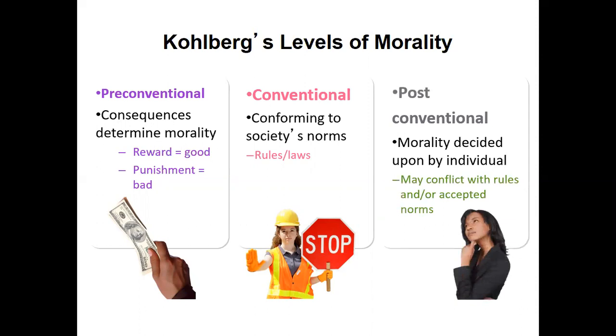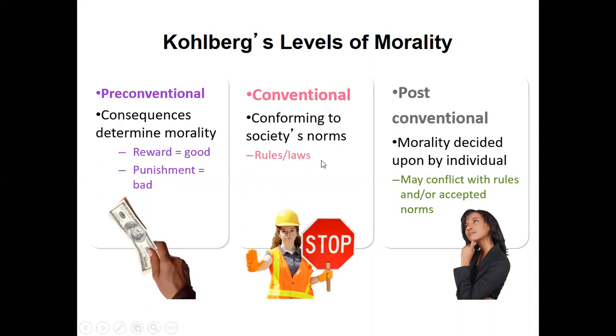Now, the final stage of morality in Kohlberg's model is the post-conventional stage. This is where morality is decided by the individual, and it may conflict with rules or socially accepted norms. Okay, this involves applying your own moral standards or abstract principles rather than just relying on authority to tell you what's right and wrong. Now, not everybody will reach this stage of moral development.